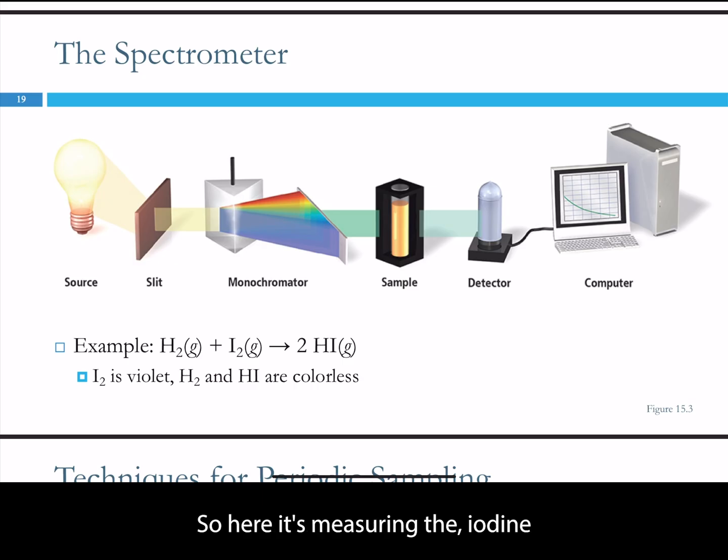So here, it's measuring the iodine with a spectrometer. So you have some source of light. That light gets channeled through a prism or some other type of monochromator. So mono meaning one, and one color of light, essentially. That gets shown through the sample.